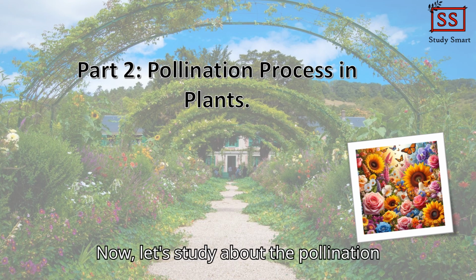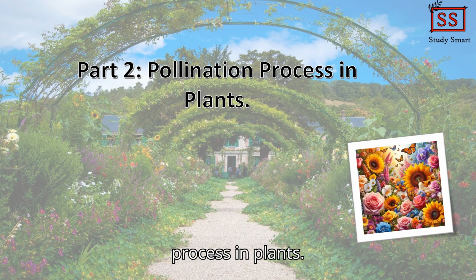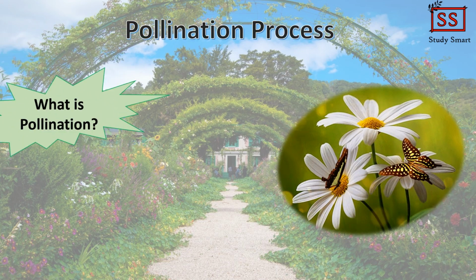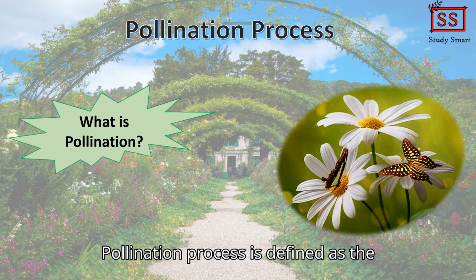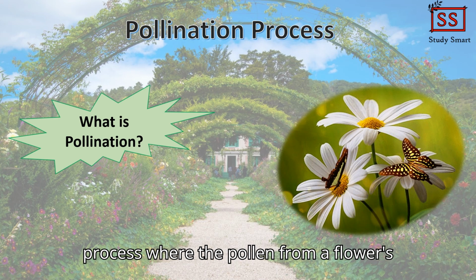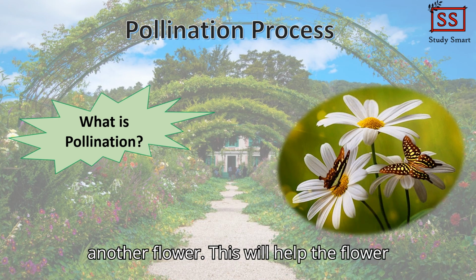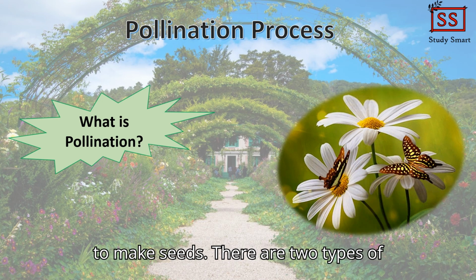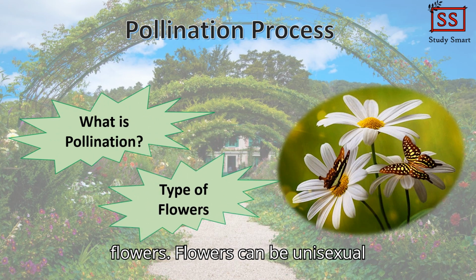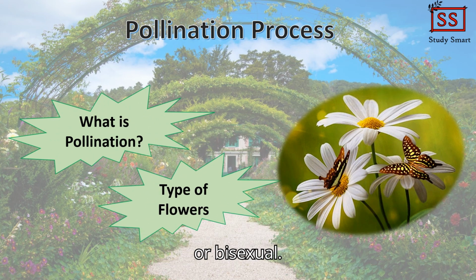Now, let's study about the pollination process in plants. Pollination process is defined as the process where the pollen from a flower's anther lands on the stigma of the same or another flower. This will help the flower to make seeds. There are two types of flowers. Flowers can be unisexual or bisexual.